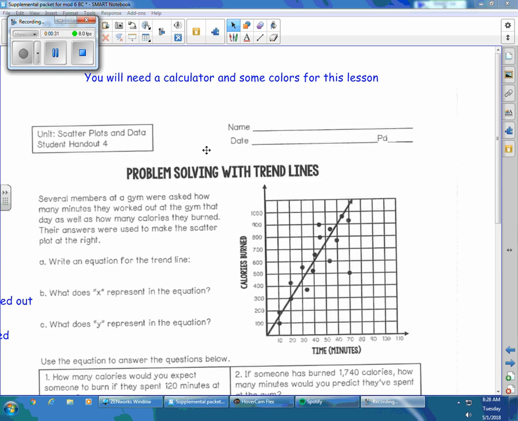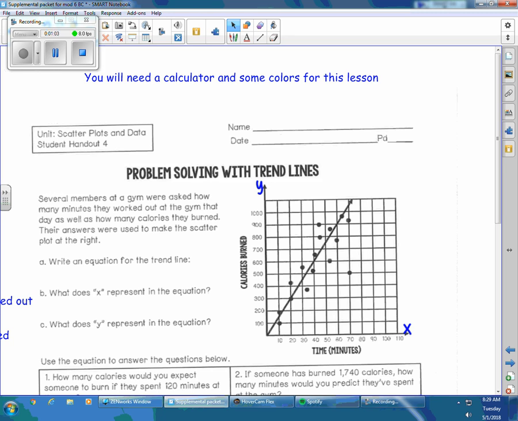Problem solving with trend lines. Several members at a gym were asked how many minutes they worked out at the gym a day, as well as how many calories they burned. Their answers were used to make the scatter plot at the right. So they made the scatter plot for us, and the x, the independent variable, is our time, and the dependent variable, the y, is the calories burned. So what this table is telling us is the calories burned are dependent on the time. Calories burned would be our dependent variable, time would be our independent variable.